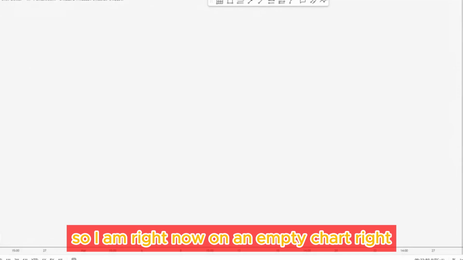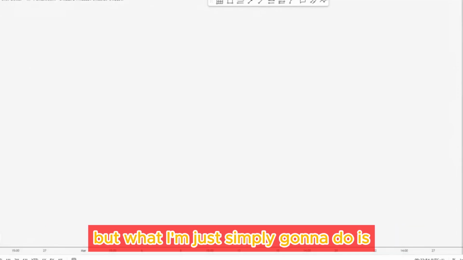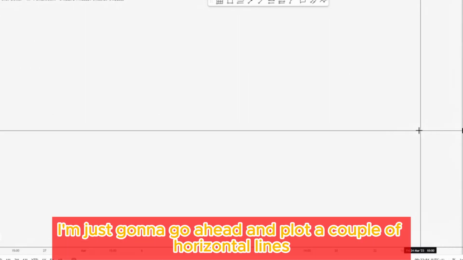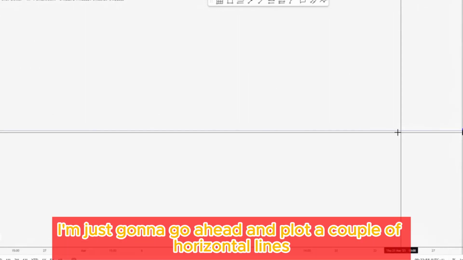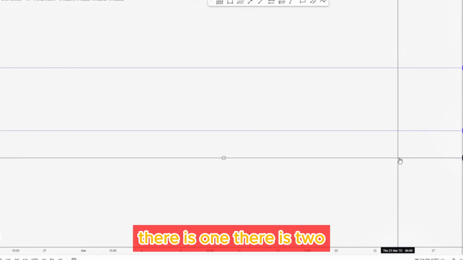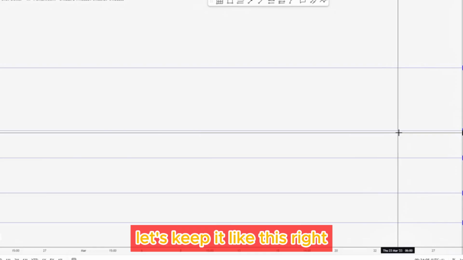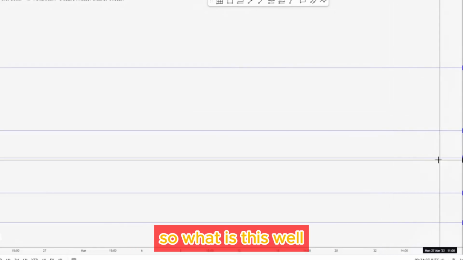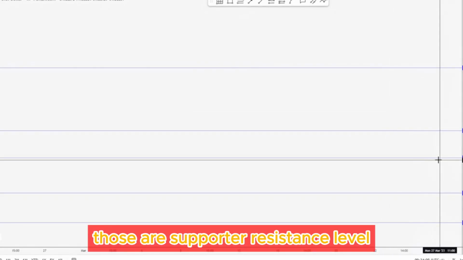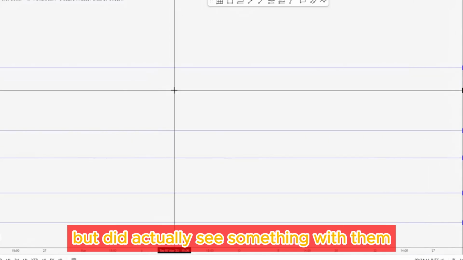So I am right now on an empty chart, right? And it's not empty. There is something on the left. But what I'm going to do is plot a couple of horizontal lines. There is 1, there is 2, there is 3, there is 4, there is 5, and let's keep it like this, right? So what is this? Well, we can say, okay, those are support or resistance levels, but did I actually see something with them?